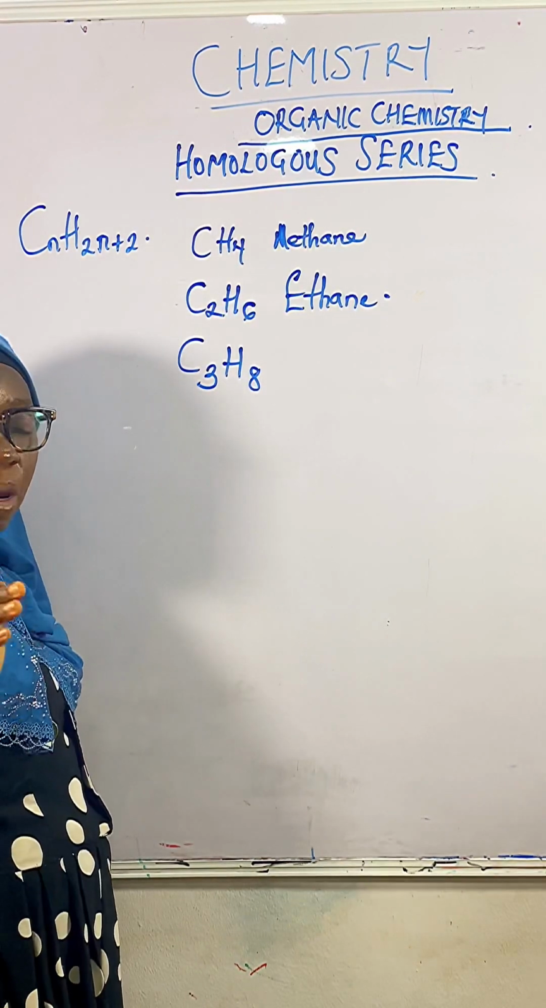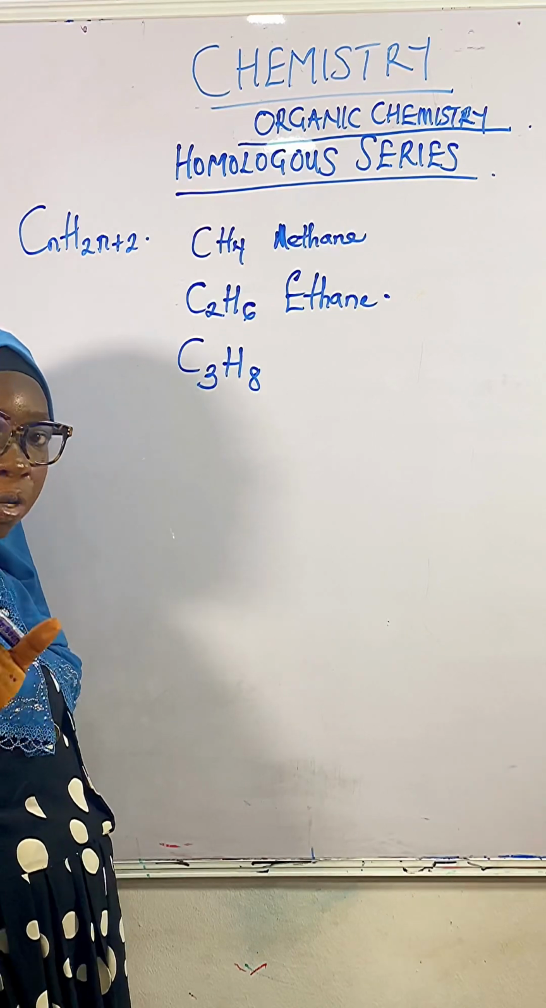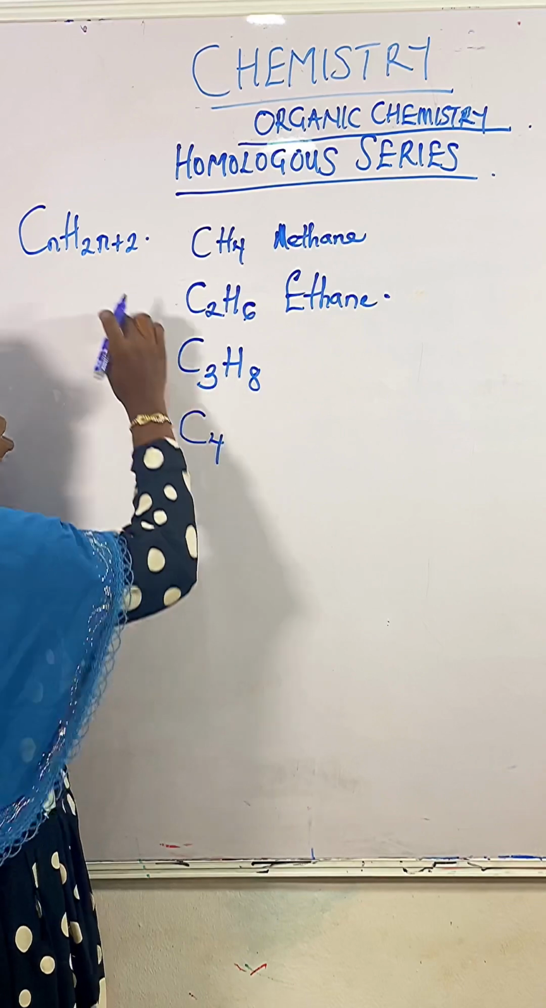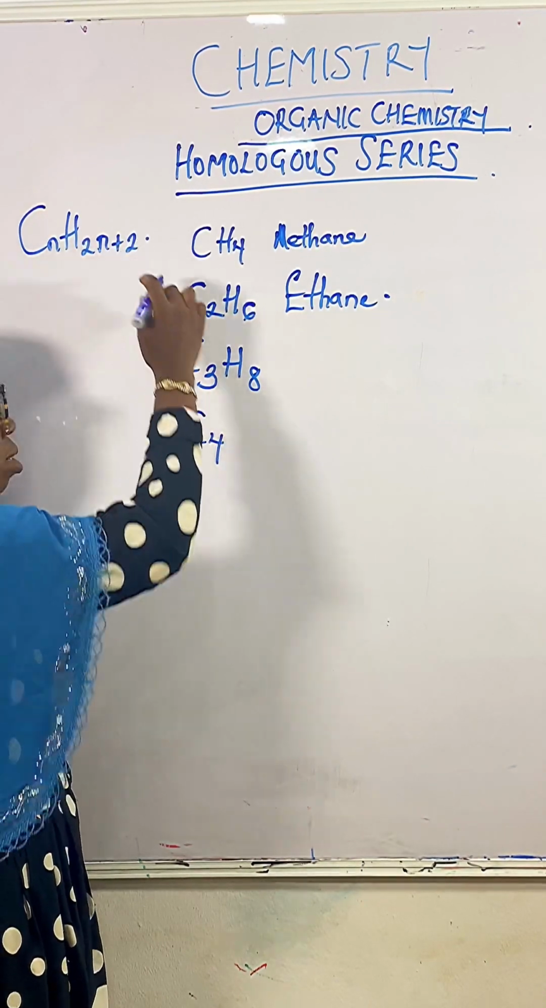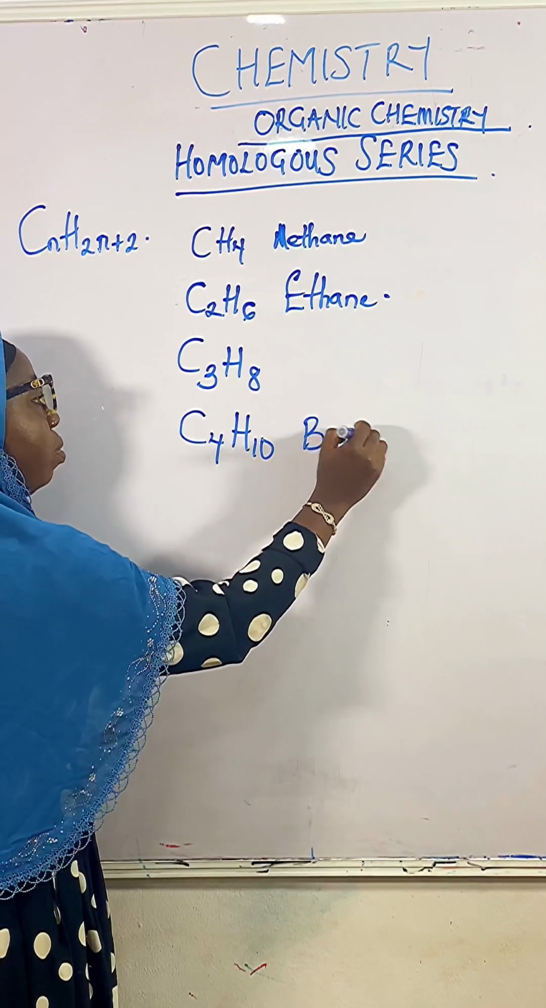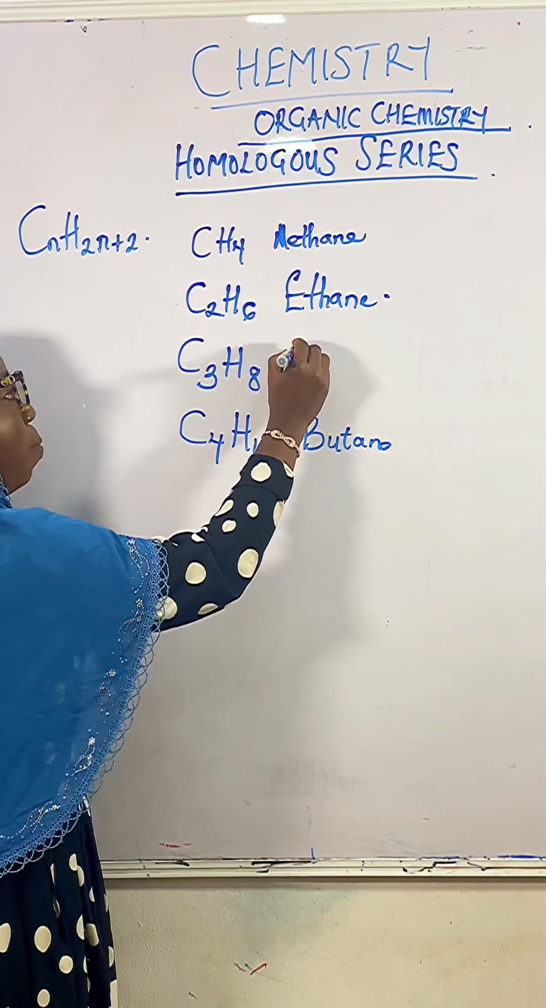The one whose carbon atom is 4 derives its name from but, right? Then we have what we call butane, which is going to be what? C4, 2 times 4 is 8, plus 2, 10. That means C4H10, right? That is called butane. Then this one is called propane, right?